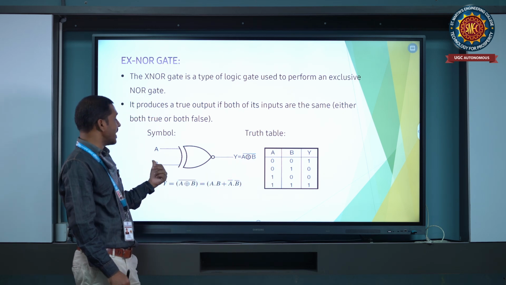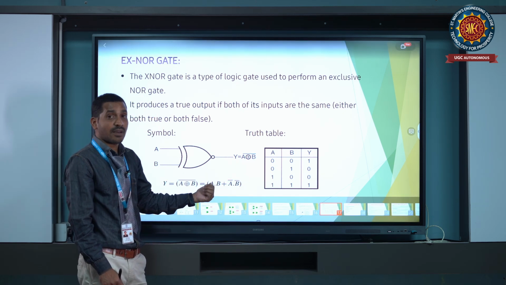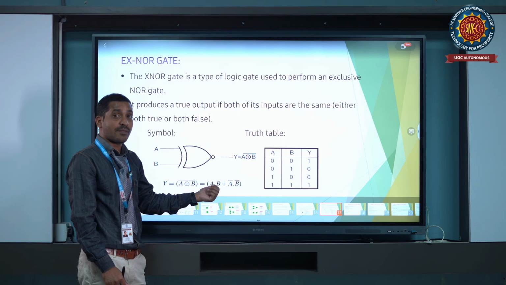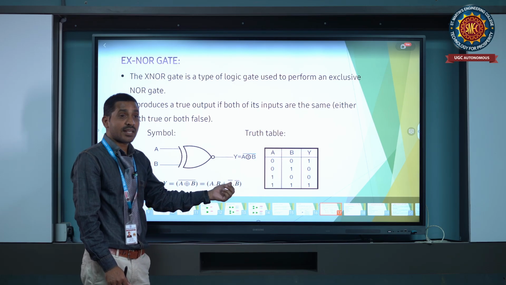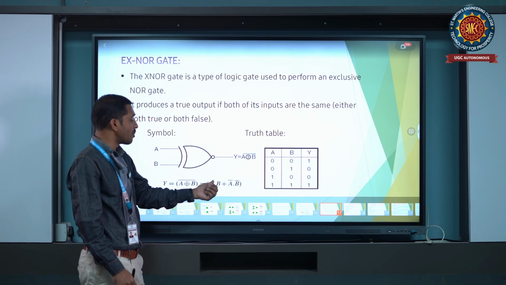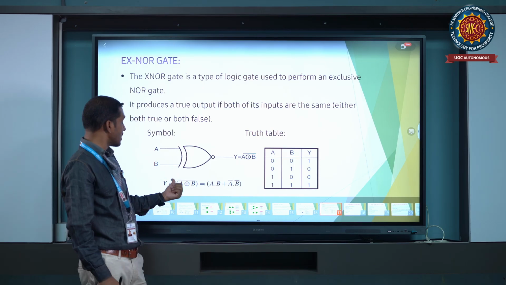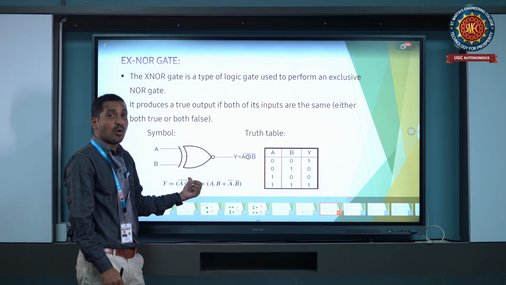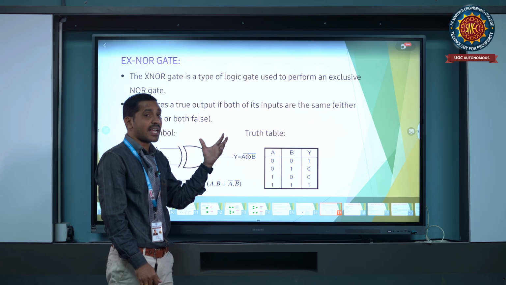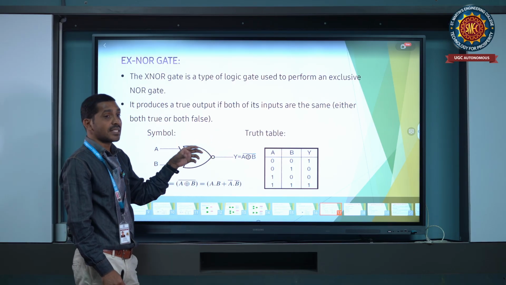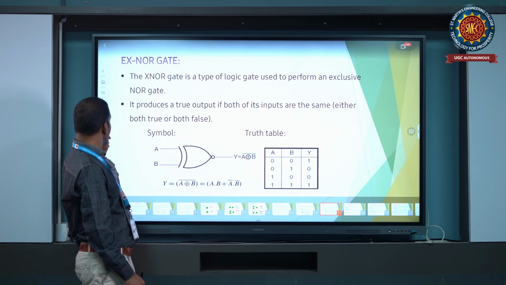Then we take A and B. The Boolean expression of the XNOR gate is A dot B plus A bar dot B bar, so the output Y equals A exclusive OR B, whole bar. This is the XNOR gate operation. Then you can realize the AND gate and OR gate using NAND gate and NOR gate.